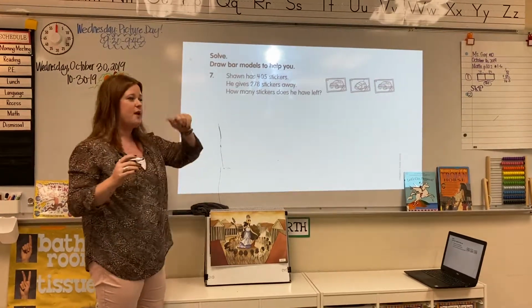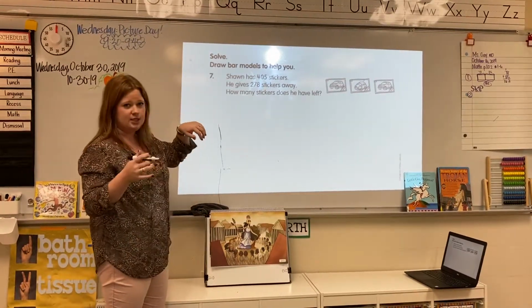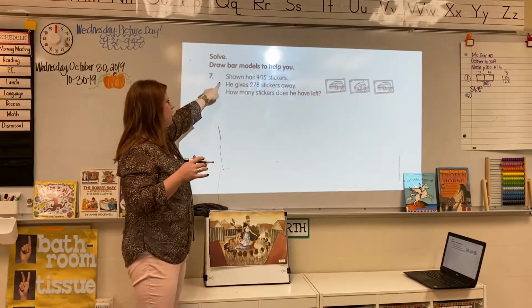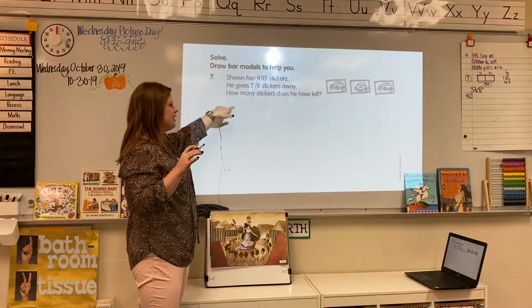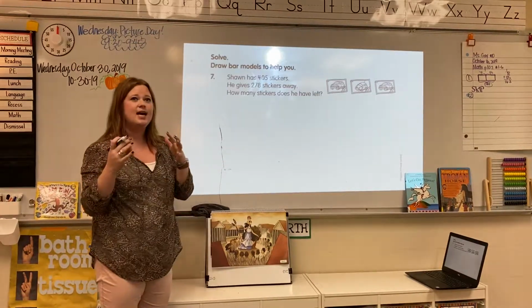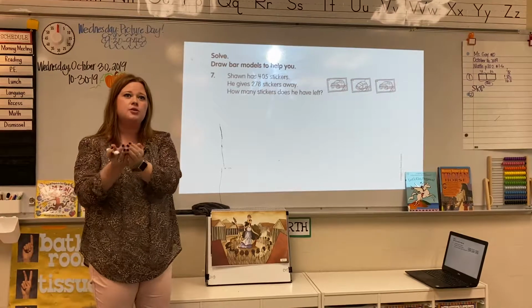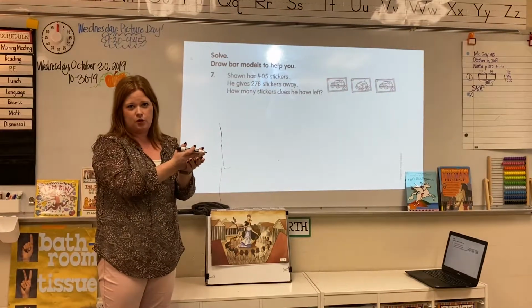So we're gonna start with a basic addition problem. Sean has 405 stickers, or this is a subtraction, gives 278 stickers away. How many does he have left? So the idea is, are we looking for the parts or are we looking for the whole? Those are the two questions that you ask.